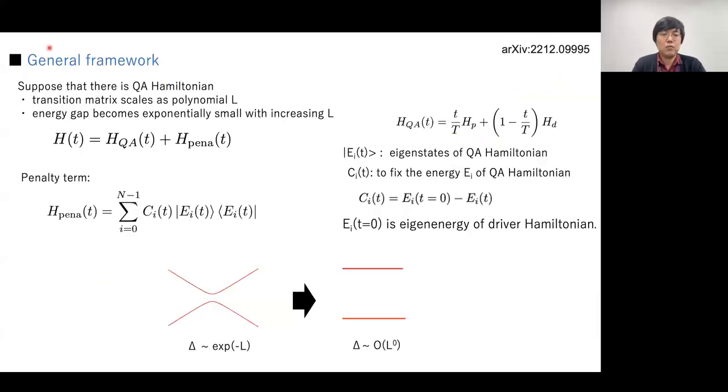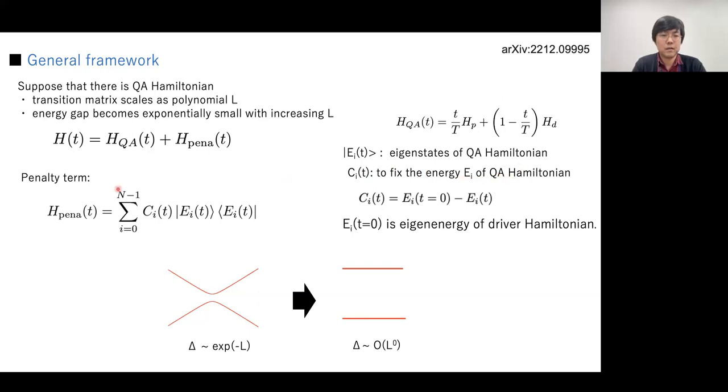Next, we explain the general framework. First, suppose that there is a QA Hamiltonian where the transition matrix scales as polynomial in L, and the energy gap becomes exponentially small with increasing L. And we consider the penalty term given by this one. Here, ket and bra denote the energy eigenstates of the QA Hamiltonian, and the coefficient c_i has a role to fix the energy of the QA Hamiltonian.